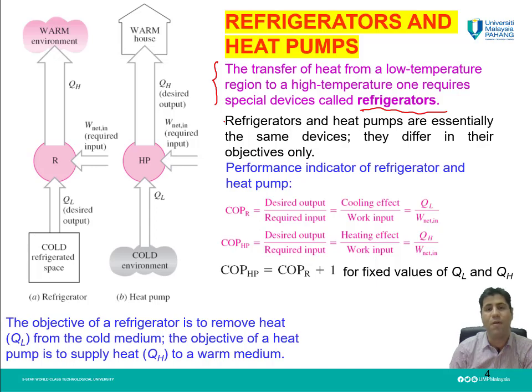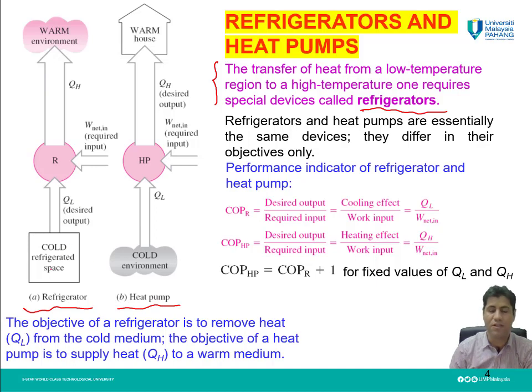Also, we have some other devices which we call heat pumps, which with the same principle also transfer heat from the low temperature region to the high temperature region. But the purpose for these two different devices is different. As you can see in this figure here, we have a refrigerator. Here we have a heat pump.